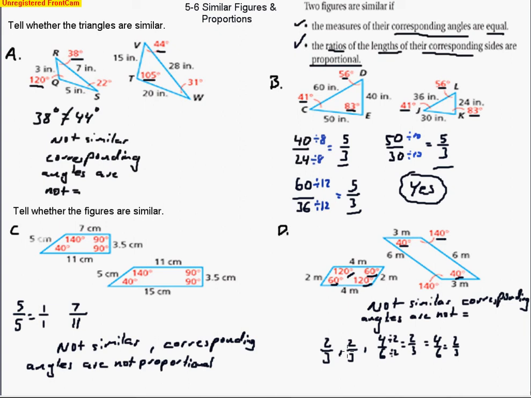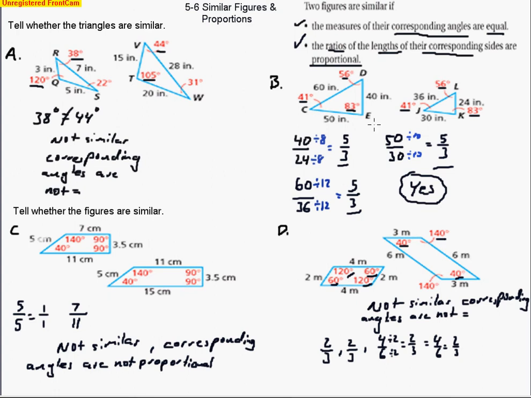So just because one works, either the angles being proportional or equal, or the sides being proportional, doesn't necessarily mean that it's similar. They both have to work. So in this case, only one ended up working. And so we had three of them that did not. So that's what you're going to end up seeing.